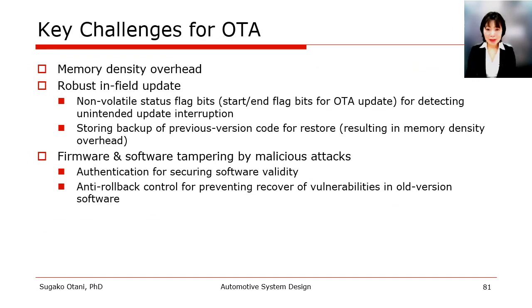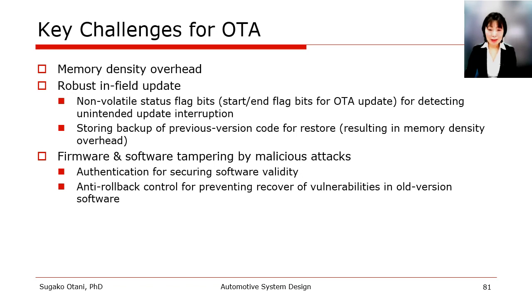This slide shows key challenges for OTA. The first one is memory density overhead. It's from buffer memory for temporarily storing new code, or two-plane configuration to store both new and old codes, as in the OTA operation example I mentioned in the previous slide.